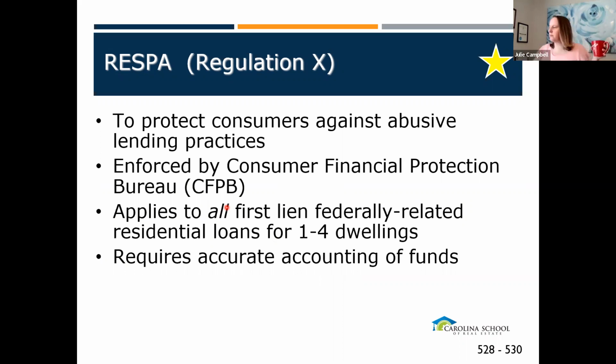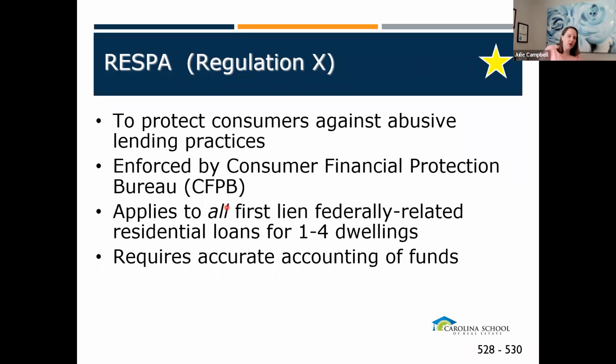RESPA is meant to protect the consumers. Again, it's all about consumer protection, trying to weed out some of those shady or fraudulent lenders. It's also enforced by the CFPB, Consumer Financial Protection Bureau. RESPA kicks in on residential loans when the borrower is purchasing a property that's 1 to 4 dwellings. So it could be a duplex, a triplex, a quadplex. 1 to 4 dwellings, residential loans.